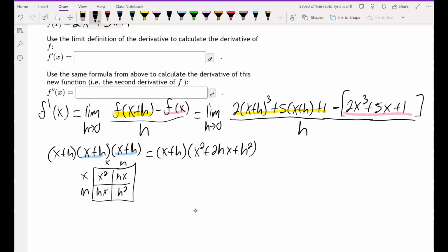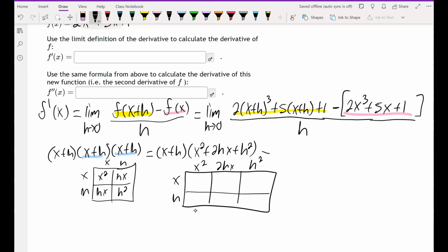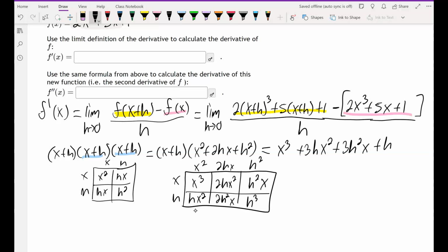And now we need to multiply this by x plus h. So again, this turns into x plus h times x squared plus 2hx plus h squared. And you go distribute. Okay, so once you distribute, you're going to get x cubed. You're going to get 2hx squared, h squared x, hx squared, 2h squared x, and h cubed. And so this gives you x cubed plus 3hx squared plus 3h squared x plus h cubed.